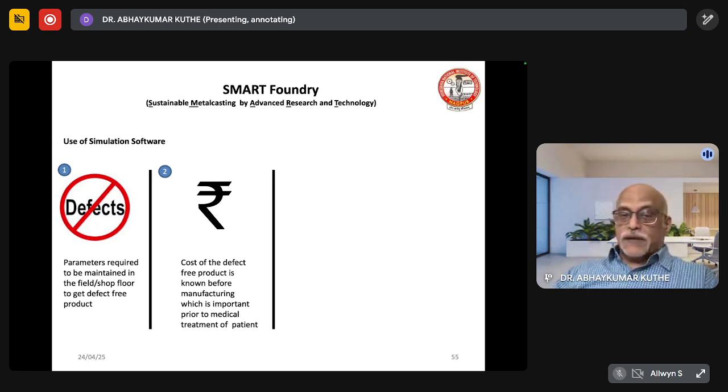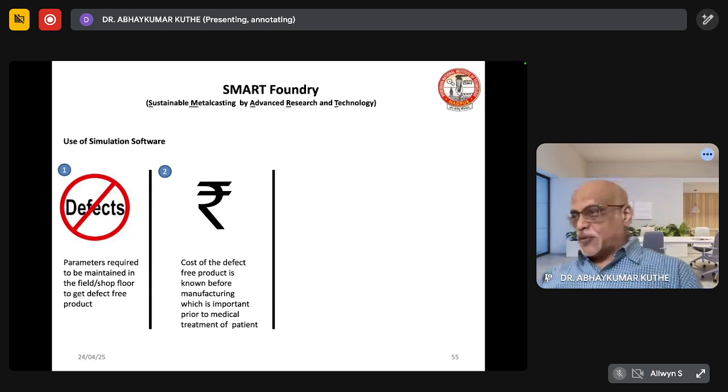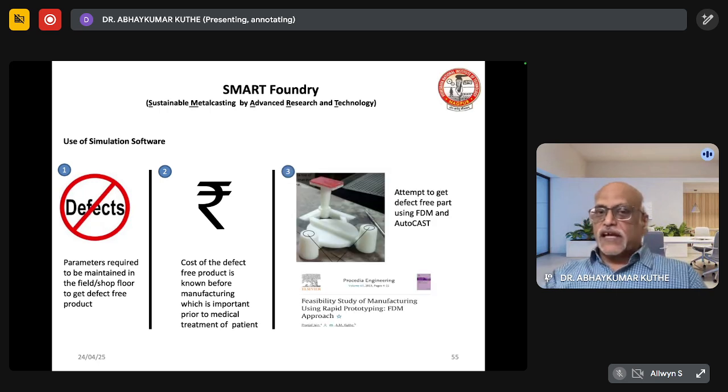Secondly, the cost of the defect-free product will be known to you before manufacturing, which is important prior to the medical treatment of the patient, as this is really very interesting. Whenever any implant is being manufactured, the first thing the doctor or the patient would like to know is the cost of that particular product. This is possible for you to show on the simulation software itself, and that is one of the very nice uses of the simulation software.